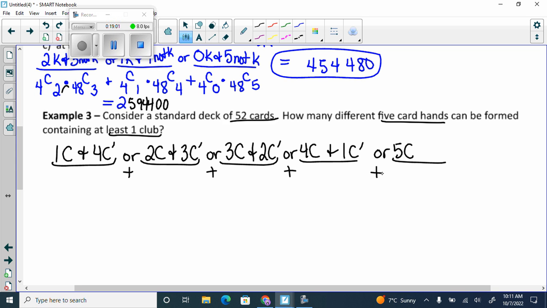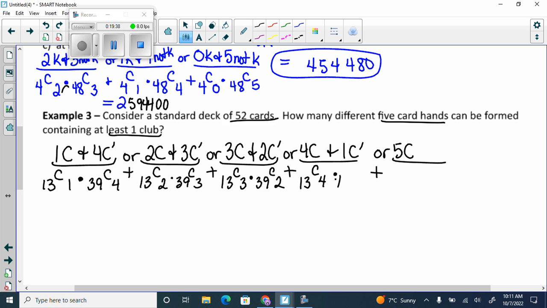How many clubs are in a deck? 13. So 13, choose 1. If there are 13 clubs, I take 52 and subtract the 13 off. How many are not clubs? 39. This is 13, choose 2, times 39, choose 3. And I start again, 13, choose 3, times 39, choose 2. 13, choose 4, times 39, choose 1. 13, choose 5.